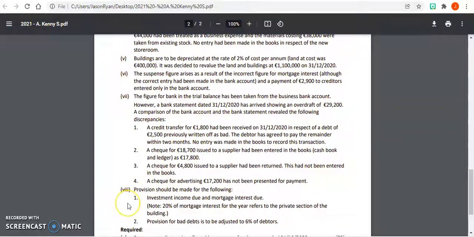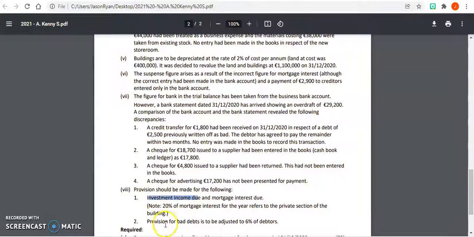Okay, so let's have a look at the last adjustment then for A. Kenny 2021 Sole Trader exam paper. It says provision should be made for the following: investment income due and mortgage interest due. Now we've mortgage interest due done as part of our suspense account. So we need to find out how much our investment income due is.